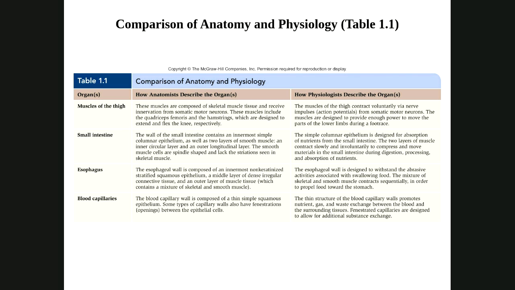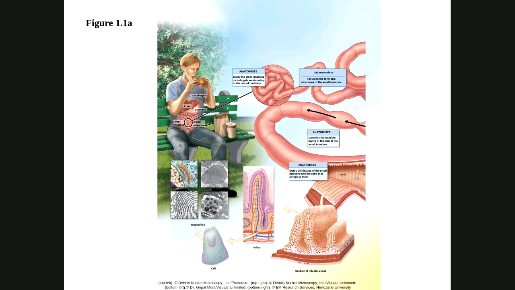Here you can see some differences, and you can look this up in your textbook if you'd like. It talks about a couple of different organs or structures, and then it tells you an anatomy view versus the physiology view, right? And it's hard to separate the two sometimes because they do feed on each other.